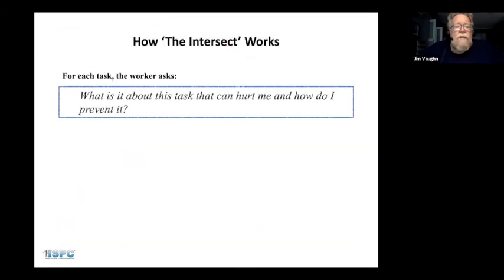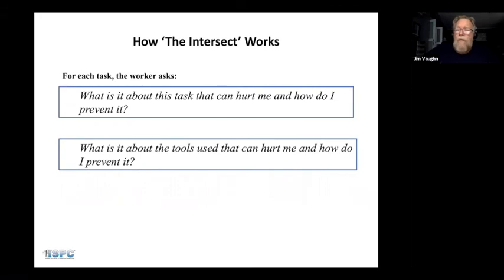So for each task, the worker asks, what is it about the task that can hurt me? How do I prevent it? When it comes to the tools, remember our ground rod driver? What is it about the tools used that can hurt me, and how do I prevent it? Now, we're not talking about ratchets. We're talking about power tools, hydraulic tools, things that have very serious issues where thread meets flesh. That's not usually a socket. So we're talking about power tools or making choices.